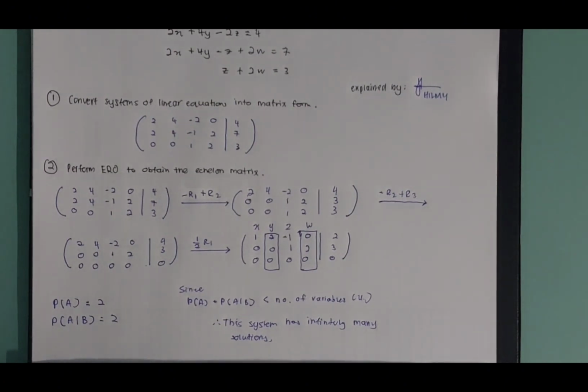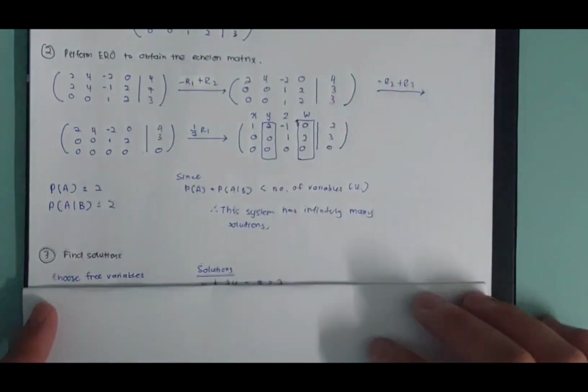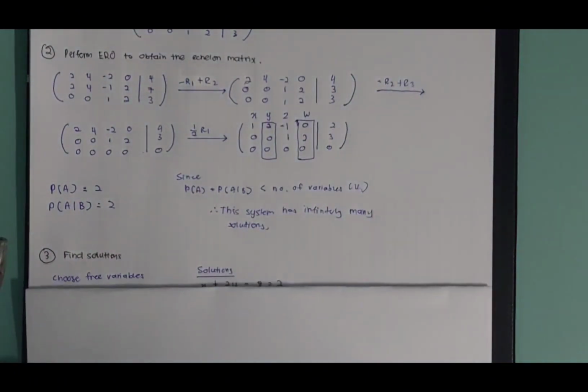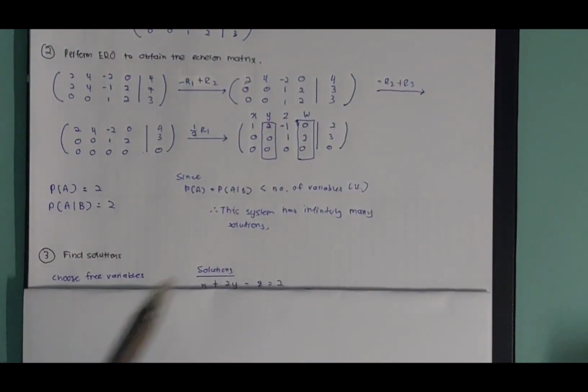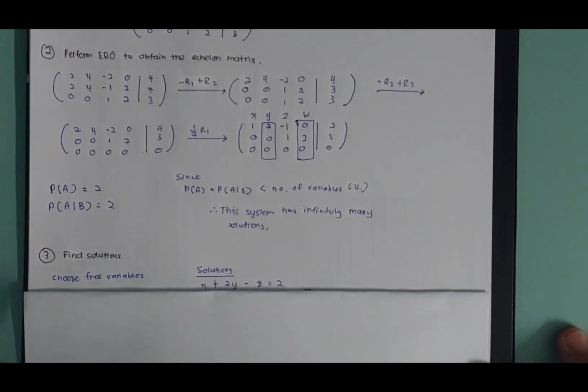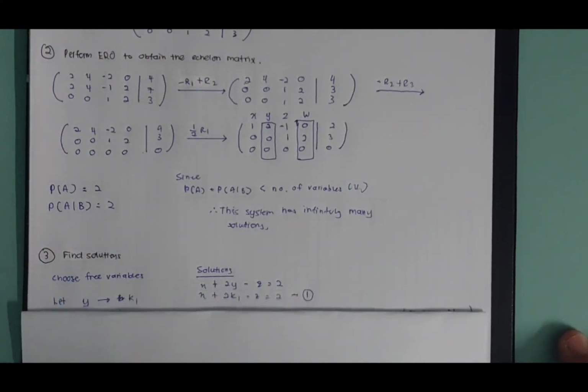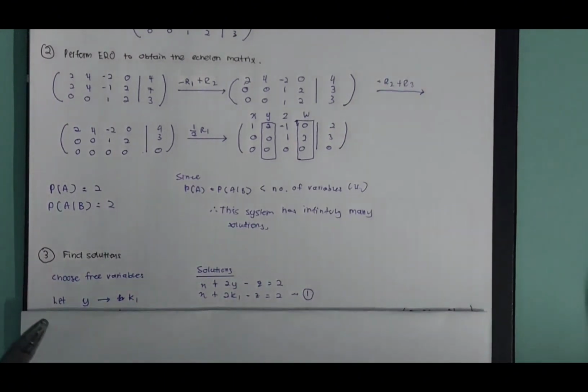But this is not done yet. We have to find the solutions too. In order to find the solutions, we have to choose the free variables from the echelon matrix above. So to find the free variables, we have to choose the columns that have no leading ones.